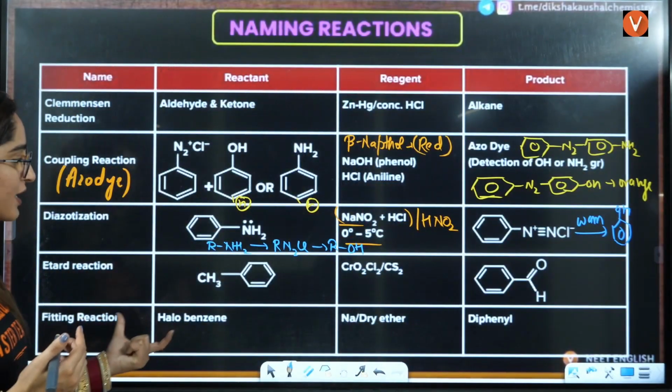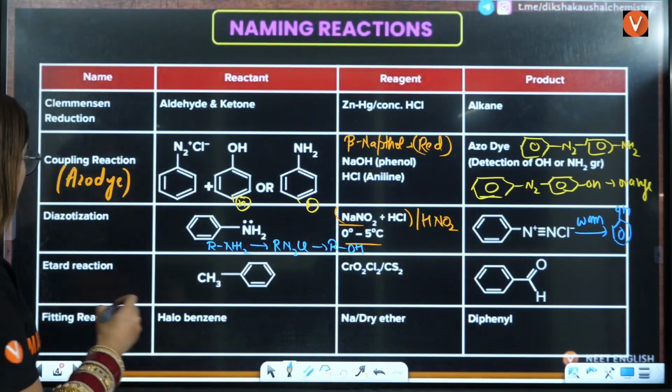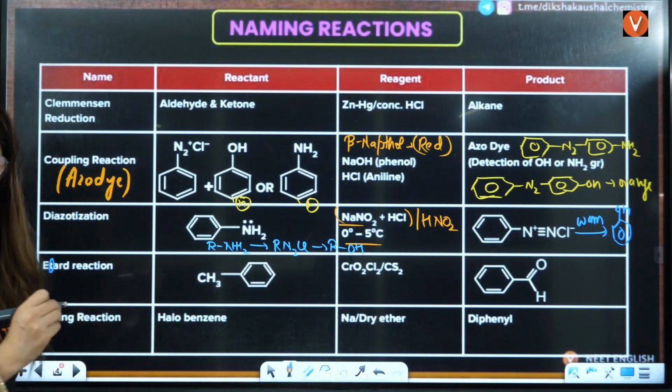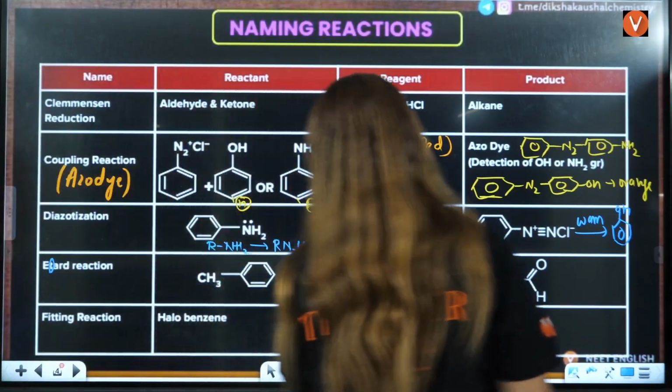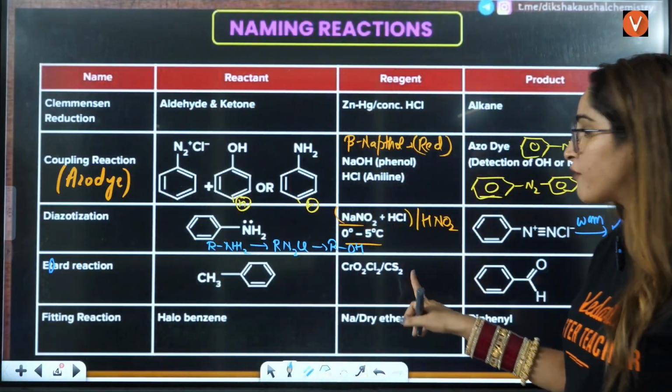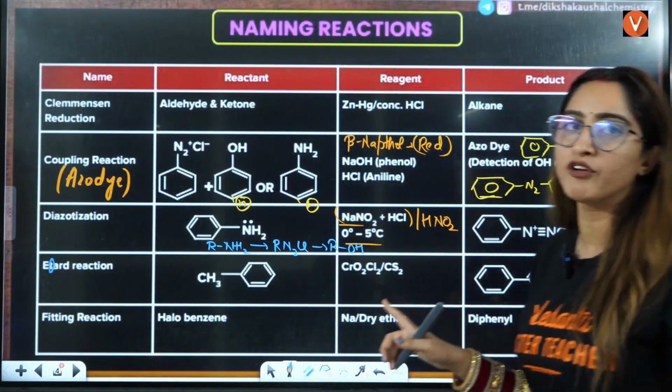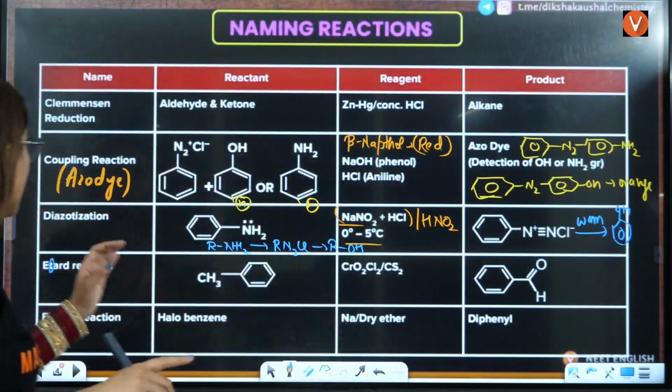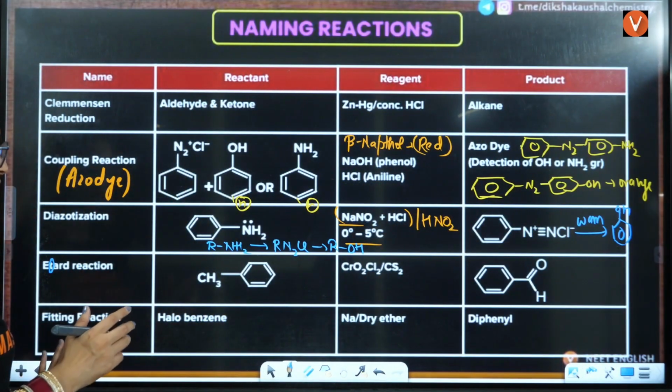Next is Etard's reaction, where you have toluene. You can remember this: T for toluene, Etard toluene, right? Then you add chromyl chloride in presence of CS2, and hence you will have the formation of benzaldehyde here. Next we have Fittig reaction, which we have done.